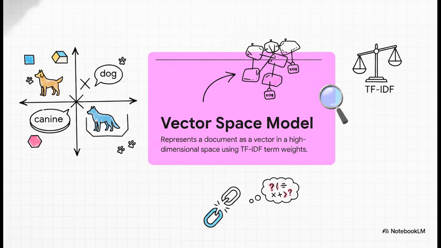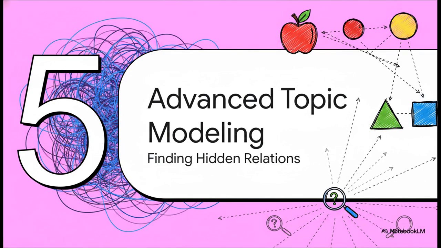It works mathematically, but there's a glaring flaw here. It completely ignores word order and semantics. Because every word gets its own unique dimension, synonyms like dog and canine map to completely unrelated vectors. To the computer, they have absolutely zero relationship. That takes us to Section 5, Advanced Topic Modeling.